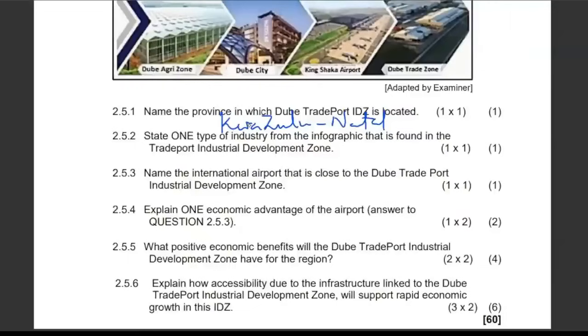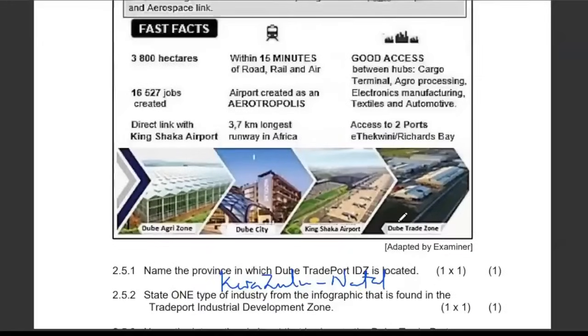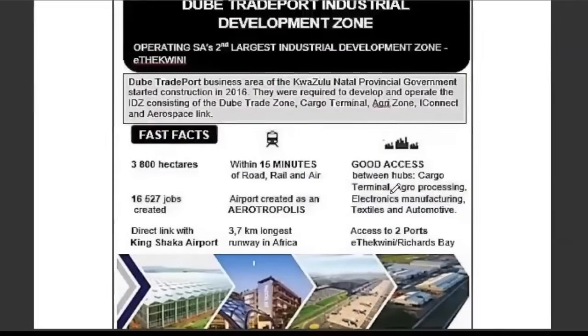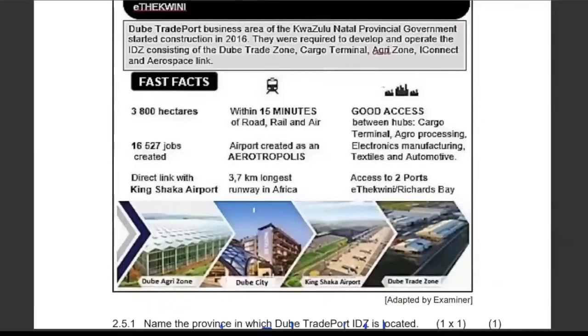Then it says, state one type of industry from the infographic that is found in the Trade Port Industrial Development Zone. The types of industries that are found, you can just trace here and try to find them. Right, if we check, it is talking about the land and accessibility, the runway in Africa. It talks about access to two ports, eThekwini and Durban. Right, if we check here, we find the industries that are found in that zone.